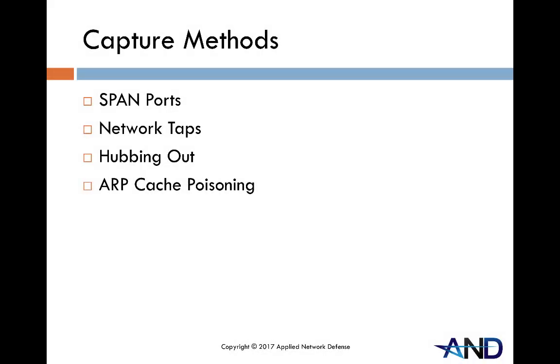Now that we've had that refresher on network hardware and talked a little bit about visibility windows, it's time to get down to the business of discussing the capture methods you'll actually use in practice to collect packets so you can analyze them. To that end, we're going to talk about four different techniques: the use of span ports, network taps, the hubbing out technique, and the software-based technique of ARP cache poisoning. Between these four techniques, I think that's going to cover nearly every scenario you're going to face in terms of how you want to collect packets on the network.